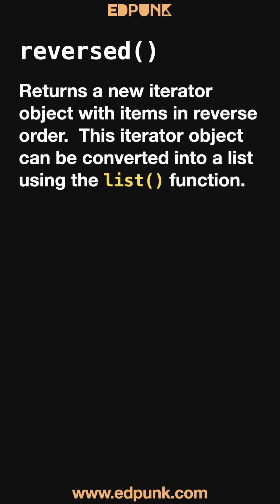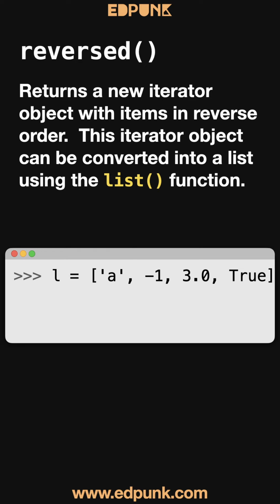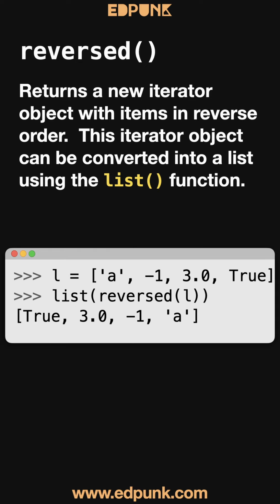Moving on to the final function. The reversed function, when enclosed in the list function, returns a new list where the items of a list are reversed. For example, let us assign a list containing items string A, int -1, float 3.0 and bool true to a variable L. Now, executing list of reversed L returns a new list containing items bool true, float 3.0, int -1 and string A. The order of items in this new list is reverse of list L.